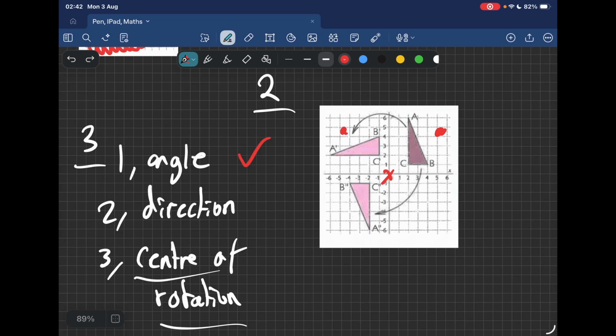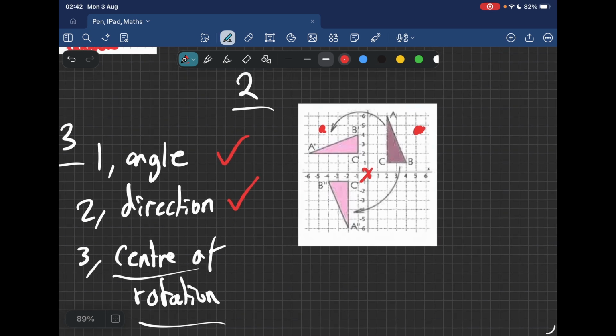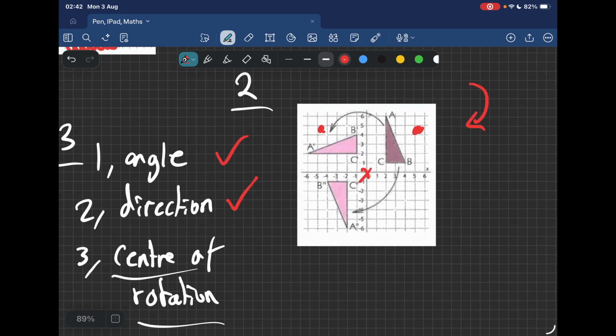Direction: is it clockwise? Is it anti-clockwise? Clockwise is the way the clock goes, so 1, 3, 6, and anti-clockwise is the other direction.